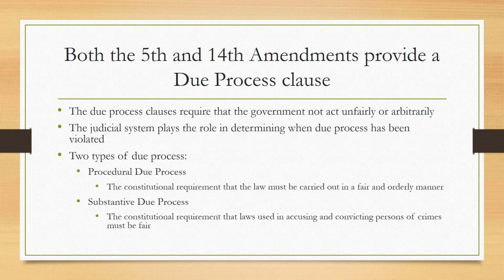Okay, both the 5th and the 14th Amendments provide a due process clause, and we do look at two types of due process. So you will hear substantive and procedural. Procedural is how the law is carried out. Substantive is, is the law by itself fair? It's easier to argue a violation of procedure than substantive, because when you argue substantive, you get into is the law really right or wrong?